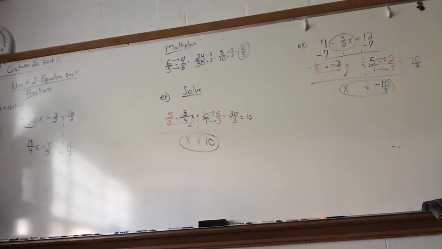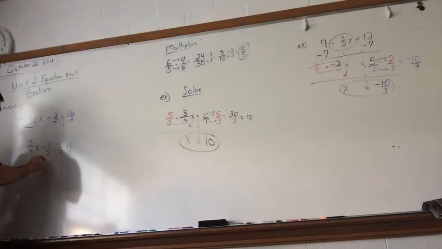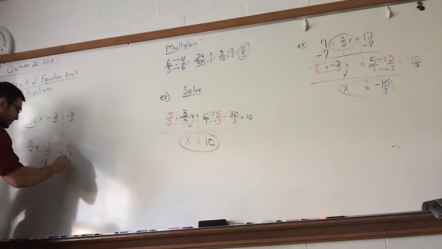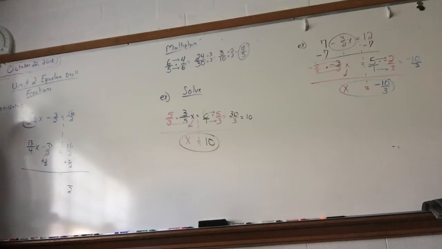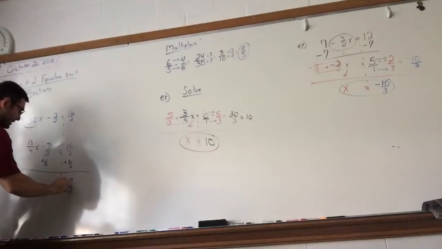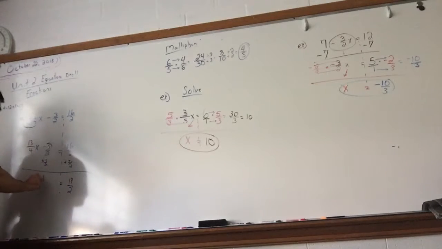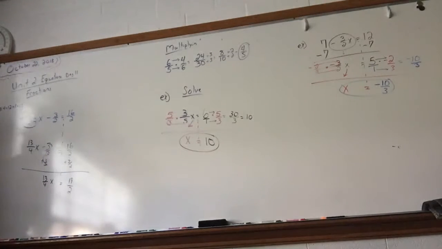We can only add and subtract fractions when the denominators are the same. We call those like denominators. So I'm going to add 3 halves to both sides. When we add or subtract fractions, the denominator stays the same, and we just add or subtract the numerator. 16 plus 3 is 19, equals 13/4 x.